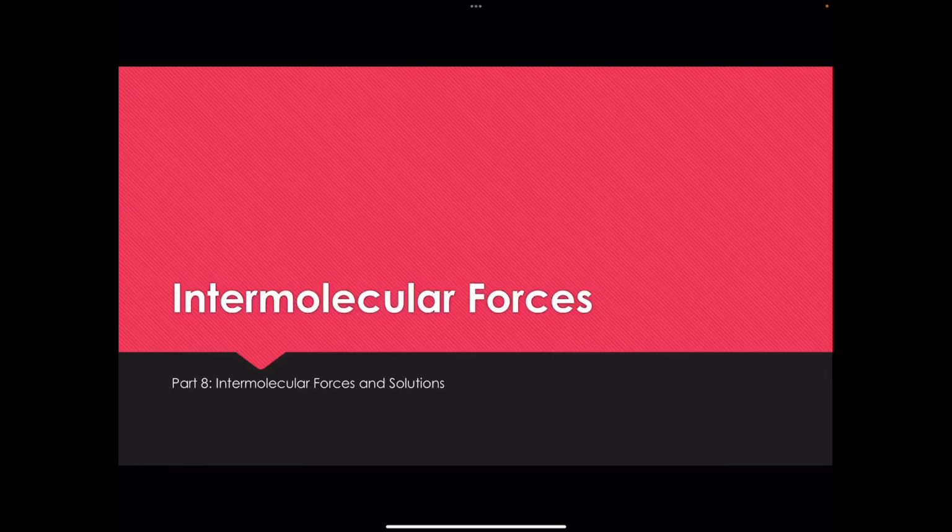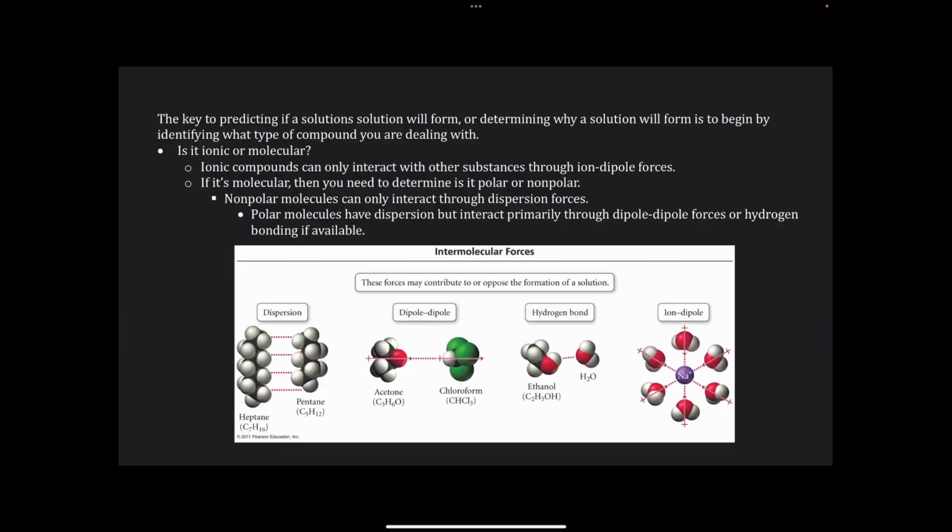So our theme continues to be intermolecular forces. Here we're going to take a look at identifying intermolecular forces in compounds to determine how that impacts solution formation. The key to predicting if a solution will form, or determining why a solution will form, is to begin by identifying what type of compound you're dealing with. Is it ionic or molecular?